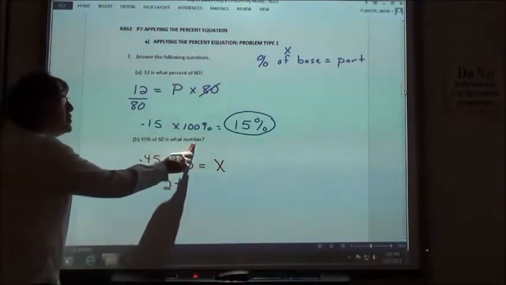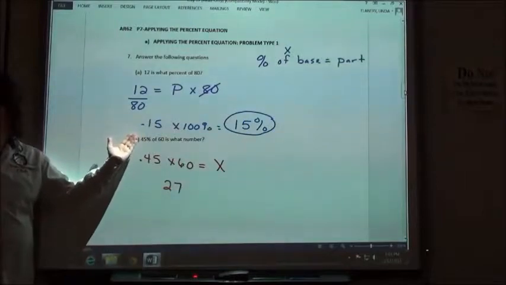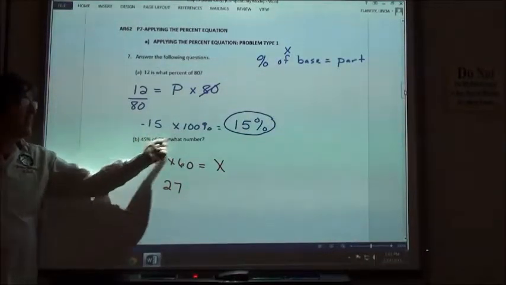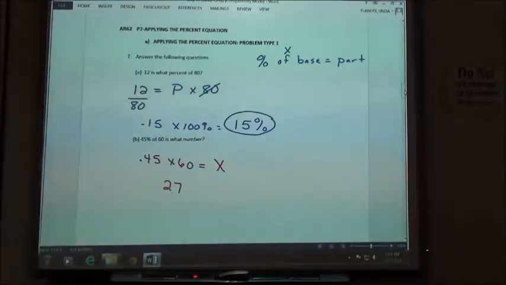45% of 60 is 27, right? Thinking about things that are common, 50% would be half. Half of 60 is 30, so 45% should be a little less than 30. It is, it's 27.